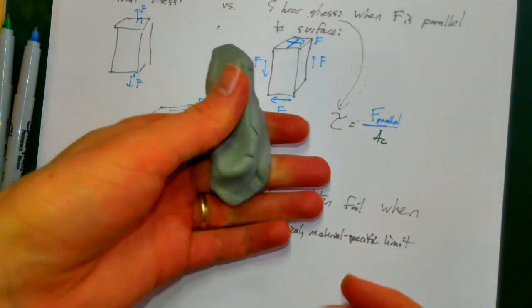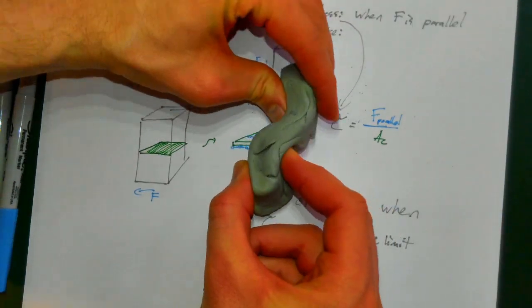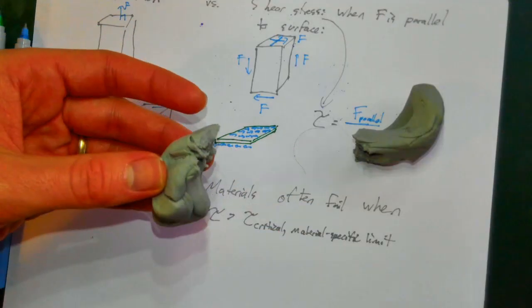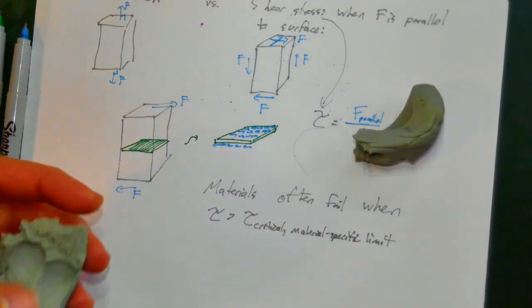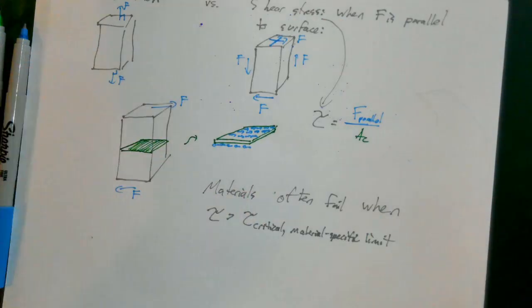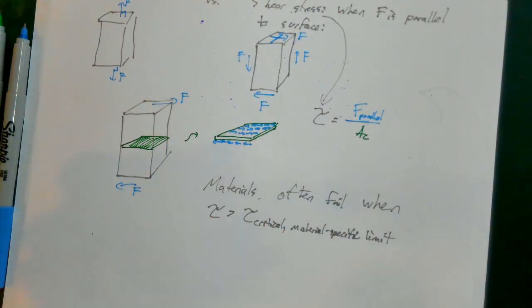Basically, if I have some Play-Doh and I apply a little bit of shear stress to it, it doesn't fail. But if I apply a lot of shear stress to it, eventually it permanently deforms and eventually breaks. And it's not just Play-Doh, it's lots of materials too. So we care about shear stress because we care about making such a comparison to some critical value.